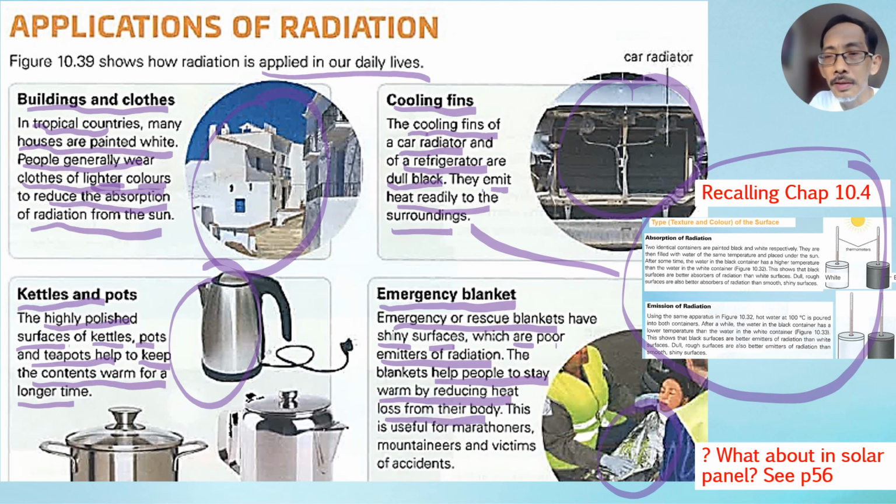In an emergency, this person could already have been out in the environment for some time, injured, with no food, hungry, and the surroundings can be very cold. So you want the person not to lose heat further from his body. This emergency blanket is silver or shiny on the outside, so it is a poor emitter. It does not allow the heat from your body to radiate out even more. It is used for marathoners, mountaineers, and even victims of accidents. Again, this ties up with the factors affecting radiation, the third factor in particular. Remember that.